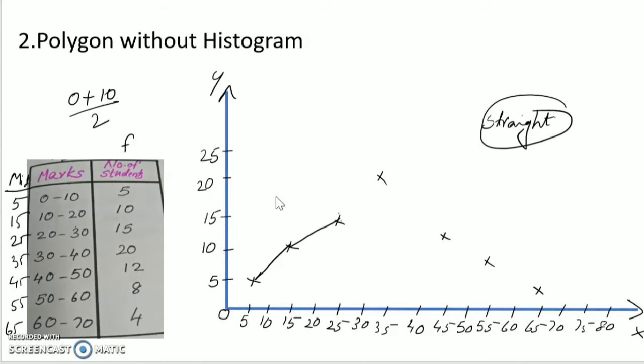That is the same in a polygon with a histogram and a polygon without a histogram. The only difference here is that we are not drawing the histogram. Without a histogram, first we find the mid values, then we mark the frequency corresponding to each mid value and join all the points with a scale. As in the first case, I completed this with a scale, and we have to extend the line to here, and here also. So this is the polygon without a histogram.